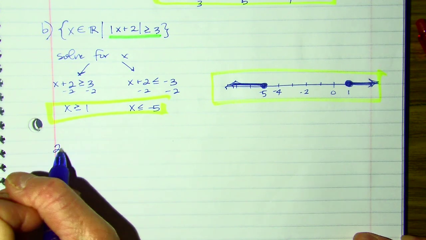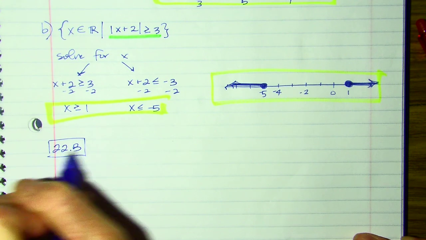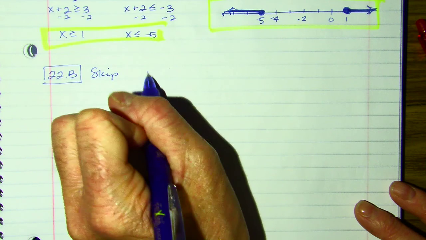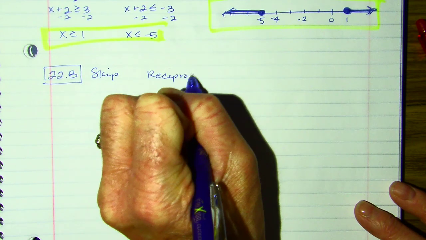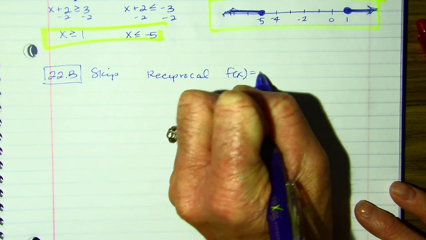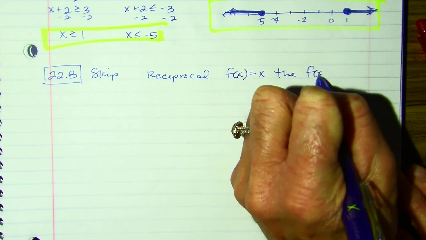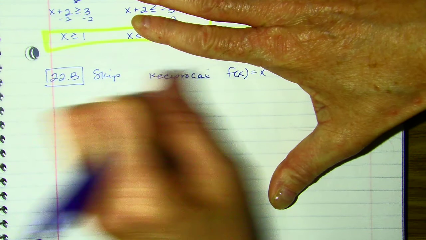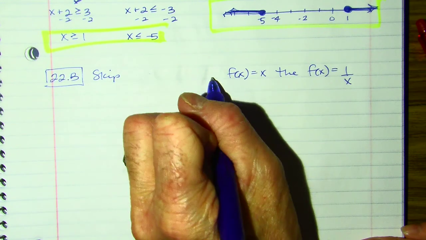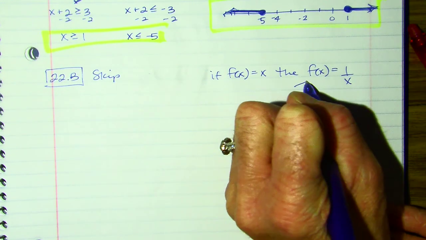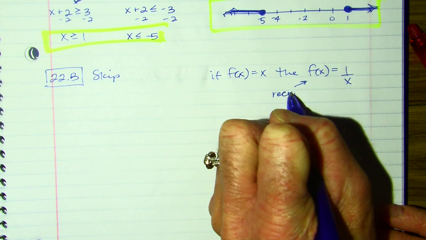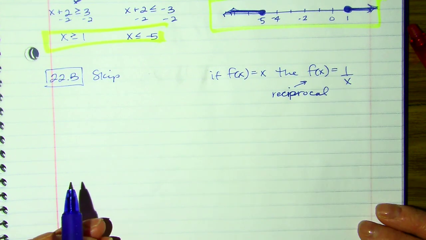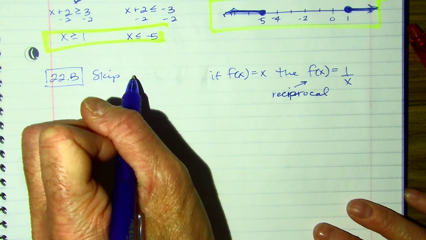For 22 point B, we're going to skip that for now. We're going to get to reciprocal functions later. Reciprocal functions are easy. So if f of x equals x, then the reciprocal function equals 1 over x. That is the reciprocal. It's simple. We'll go over it later, so we're just going to skip.